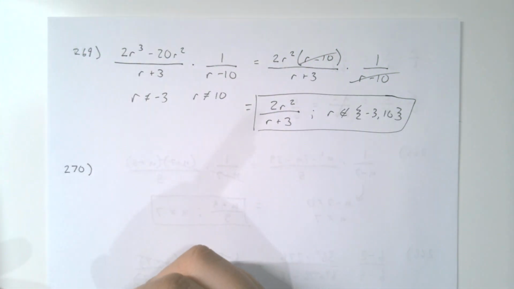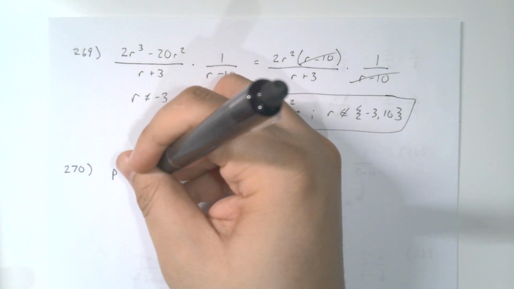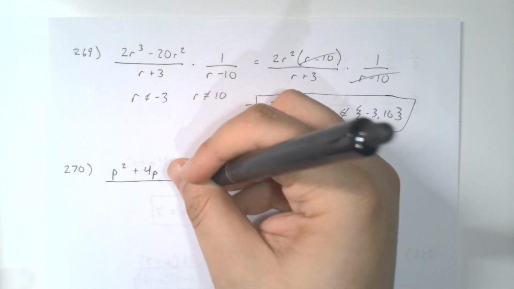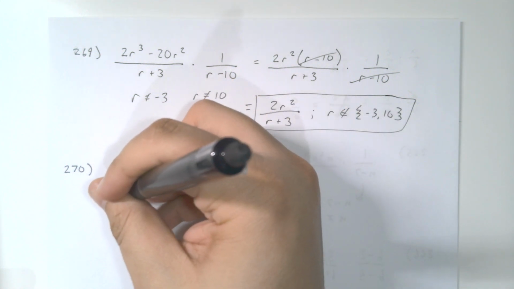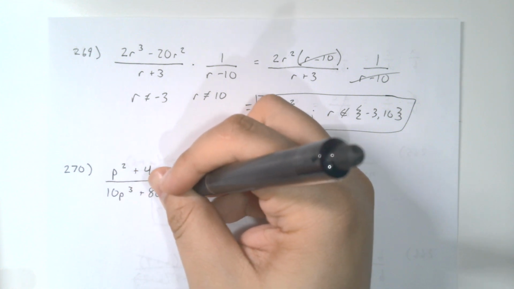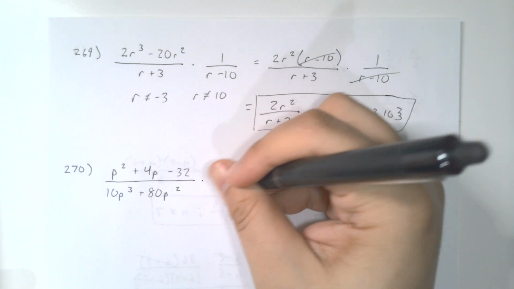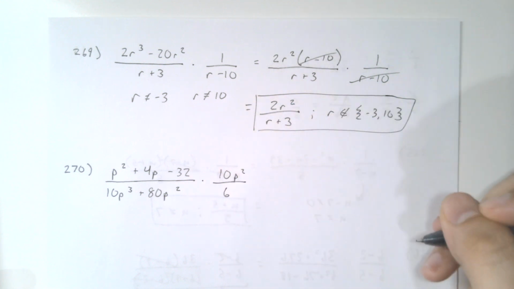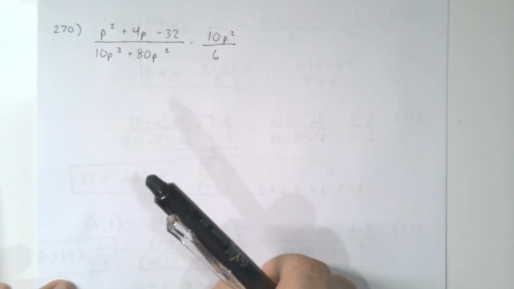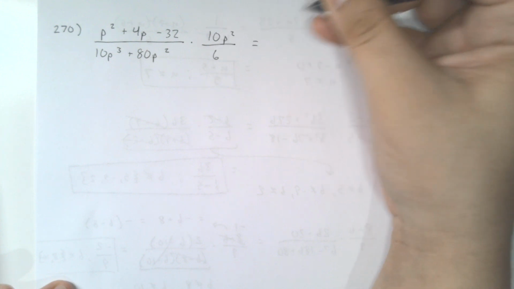What about number 270? We have p squared plus 4p minus 32 divided by 10p cubed plus 80p squared times 10p squared divided by 6. So, a lot going on here. So let's get to it.